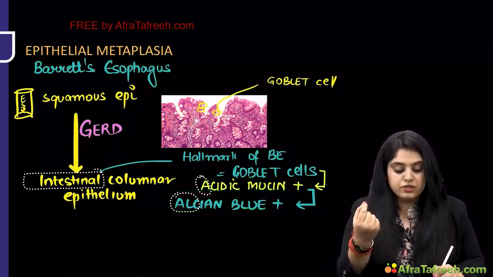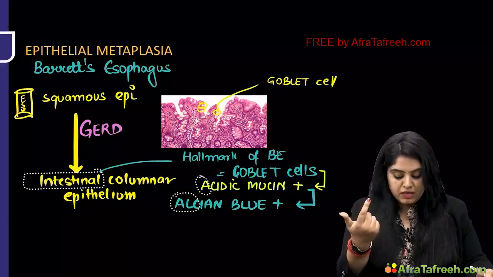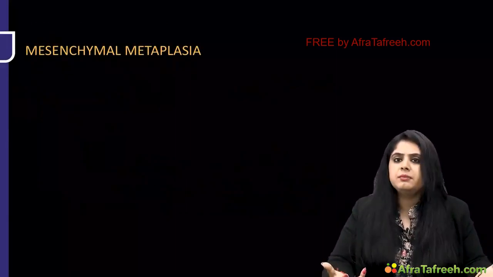It is going to be Alcian blue. That wraps up your epithelial metaplasia. But one question must be coming to your mind: why are you only talking about epithelium? What about mesenchymal? So here I go.